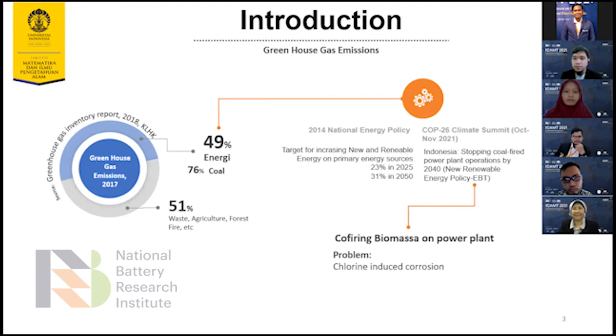It is well known that coal is not a clean energy and a non-carbon neutral resource. Due to that situation, the government made a policy in which in 2040 Indonesia will stop coal-fired power plant application. Biomass is generally considered as a carbon neutral renewable energy resource for replacing fossil fuel energy. However, in biomass fuel fossil energy, hot corrosion induced by alkaline chloride is a serious problem.